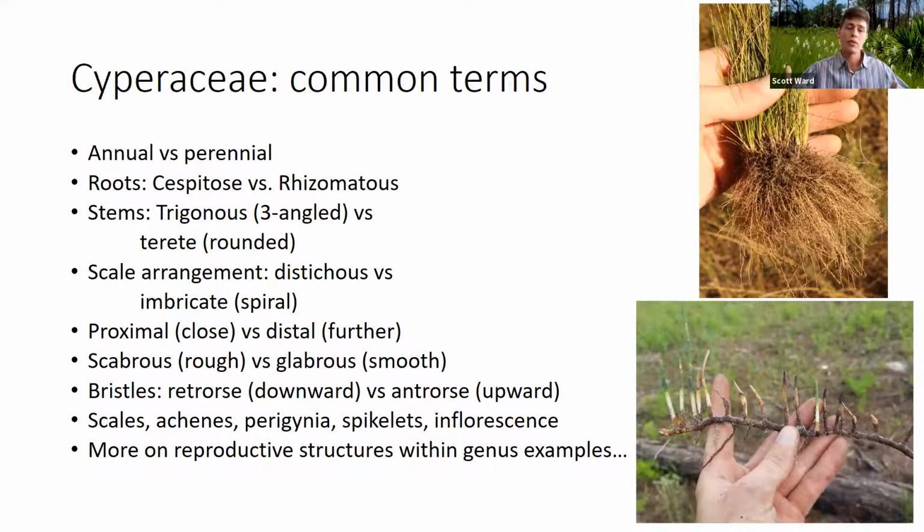Proximal versus distal, that just means which structure is closer or further away from the ground. Scabrous versus glabrous means rough or smooth, and there's a lot of in between as well. And when we get into certain characters like bristles, it's really important that you understand the difference between retroversely barbed and anteversely barbed. That just basically means, do the serrations face upward or downward, towards the base or the top of the achene? There's a lot of other terms that are really important with this family, including scales, achenes, perigynia, spikelets, inflorescences. And I'll try to get into some of those examples with pictures later.